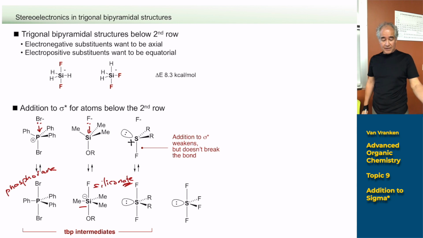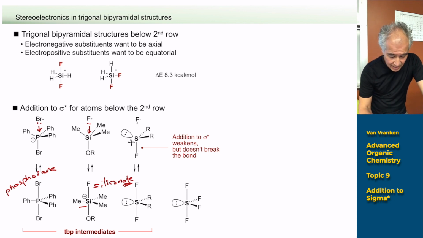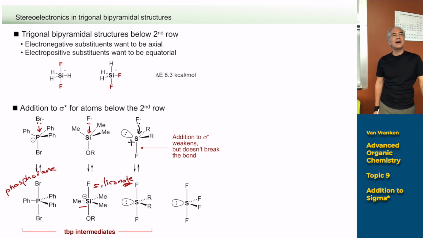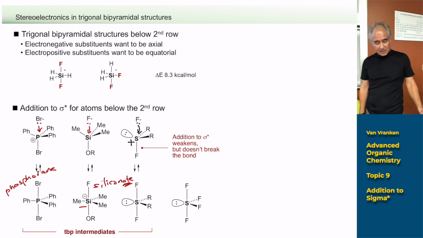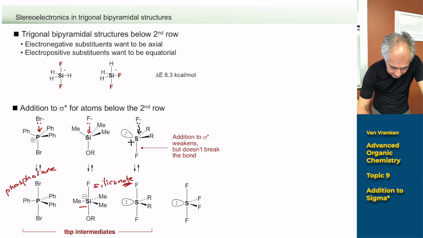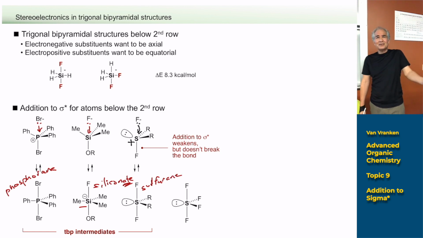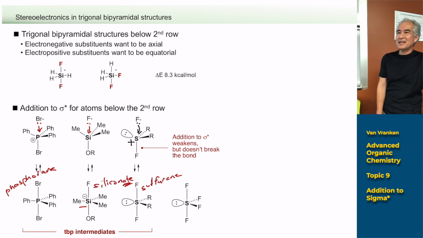If you have a sulfurane cation like this, right, there is a stereoelectronic preference for the nucleophile to add not opposite the lone pair, but opposite the most electronegative atom. That's the preferred, and the sulfurane intermediate that you get, this is called a sulfurane intermediate, will end up with an equatorial lone pair. You don't want a lone pair to be axial. The lone pair is not electronegative. That doesn't make any sense.